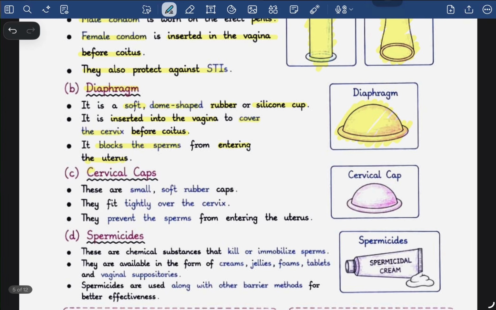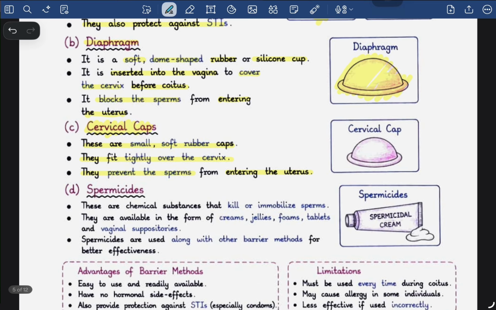Next category is similar to that of diaphragm, and that is cervical caps. These are small soft rubber caps. They fit tightly over the cervix. They prevent the sperm from entering the uterus. Okay. The last one in this category is spermicides. These are chemical substances that kill or immobilize sperms. They are available in the form of creams, jellies, foam, tablets, and vaginal suppositories.